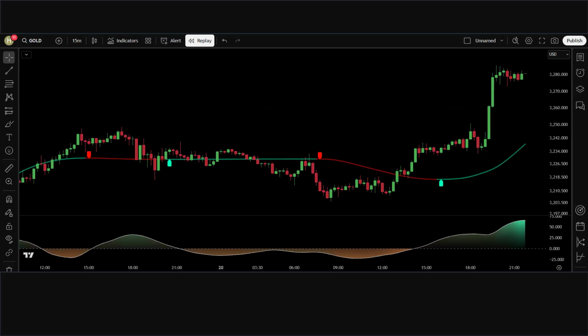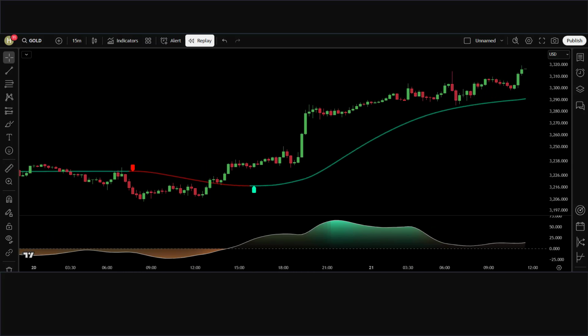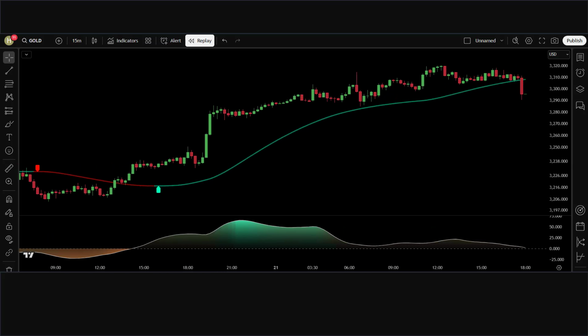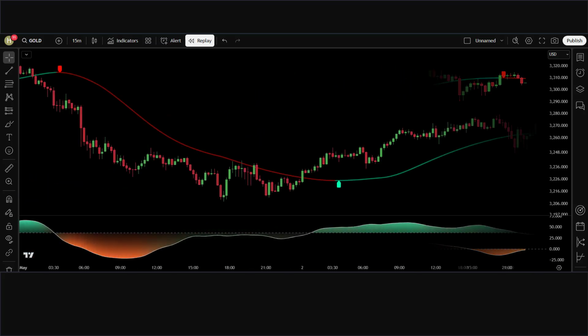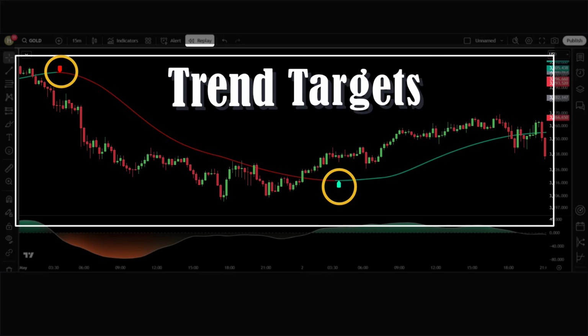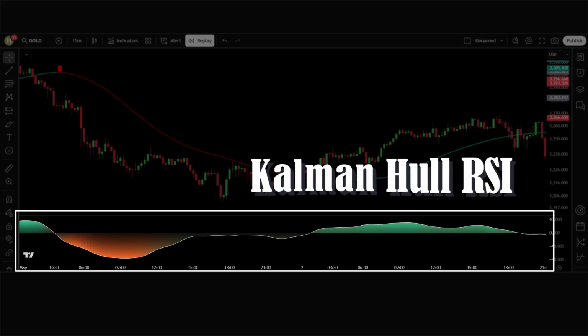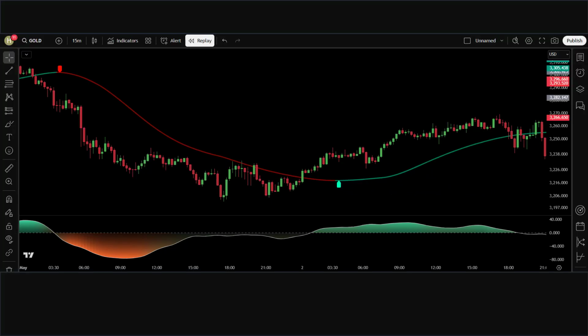So if you're tired of guessing where the market is heading, the Trend Targets Indicator might just become your go-to tool for precision trading. Let's jump into the chart and see how it works in live action. The buy-sell signal indicator that we see in the chart is called Trend Targets. And the bottom indicator that we can see in the chart is called Momentum Shift.